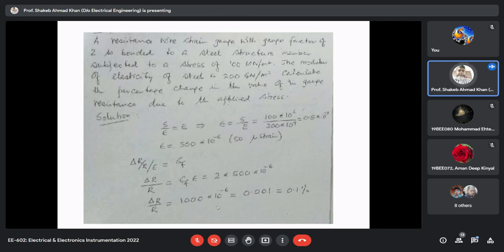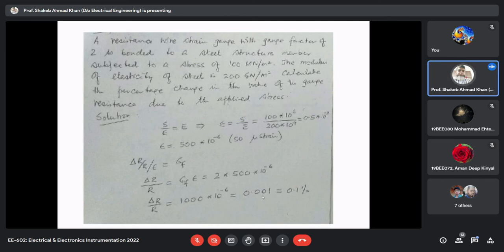You know the formula that gauge factor is the ratio of the fractional change in resistance and strain. So here you can find the fractional change in resistance. This is coming out to be 0.1%, or 0.001 ohm.